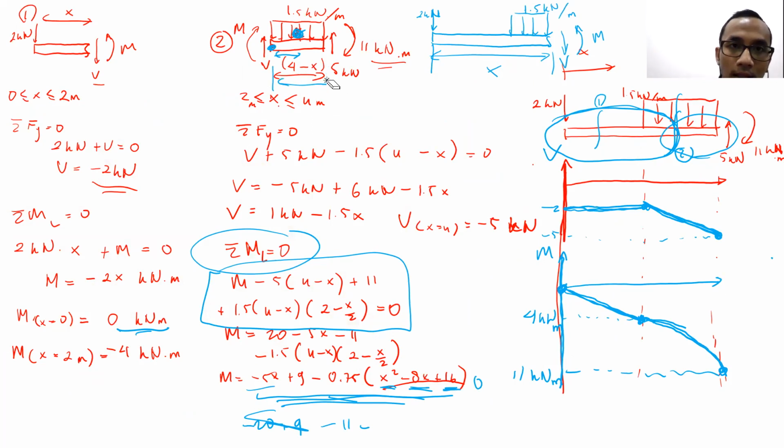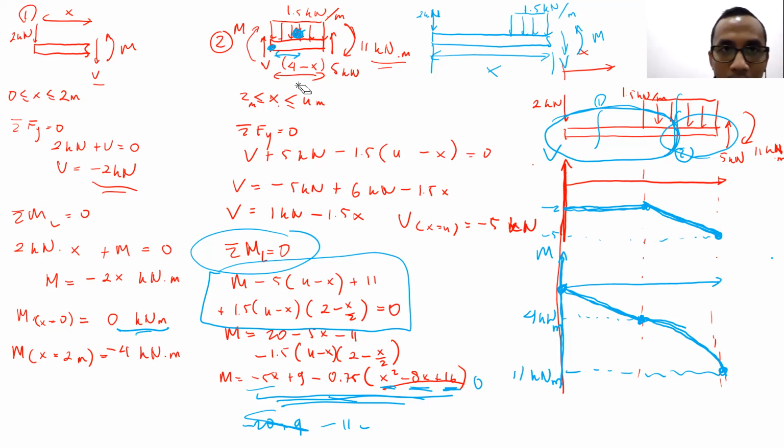Because the total length of the beam is 4 meters. So if the left section has a length of x like that, the right section is supposed to have a length of 4 meters minus x. It's logical, right? Rizky? Yes. Okay, so we agree that the length here is 4 minus x because we do the sections from the right.